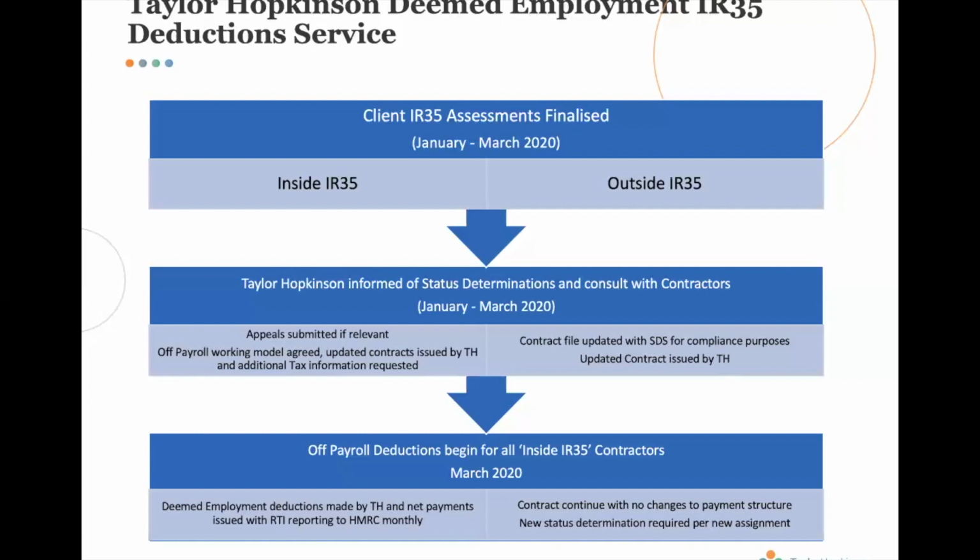We will then begin off-payroll deductions as relevant for services carried out from the 6th of April. So these activities will be completed by the end of March. However, deemed employment deductions will begin from April in line with the rules.